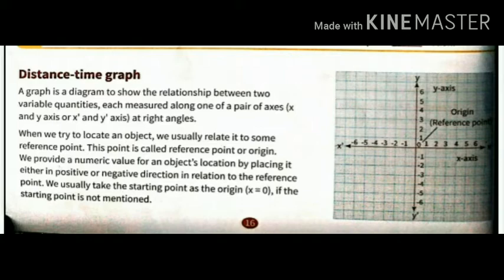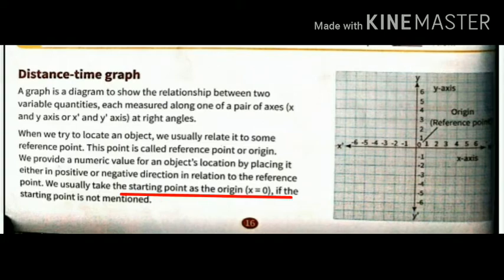When we try to locate an object, we usually relate it to some reference point, and that point is called the reference point or origin. We provide a numeric value for the object's location by placing it either in the positive or negative direction in relation to the reference point, and we usually take the starting point as the origin.